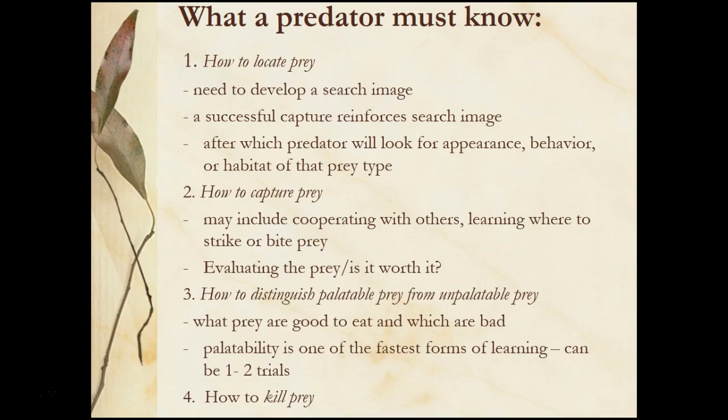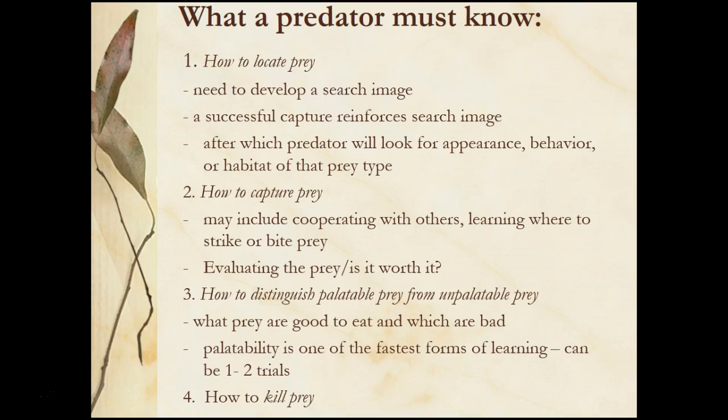And the third is how to distinguish palatable prey from unpalatable prey. Basically, what prey tastes good, what prey might be toxic, which prey should we avoid. And this is one of the fastest forms of learning. One to two trials and they will learn what not to eat.